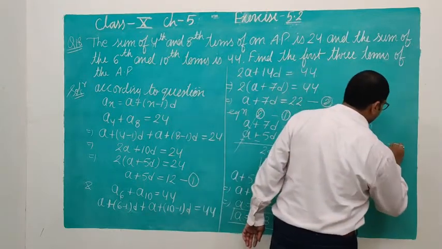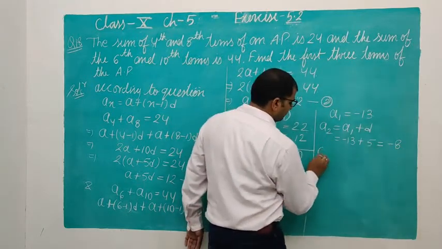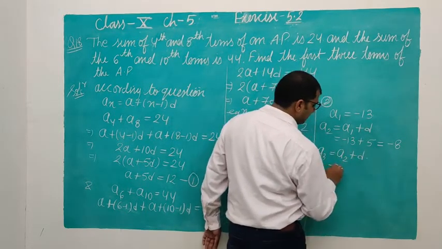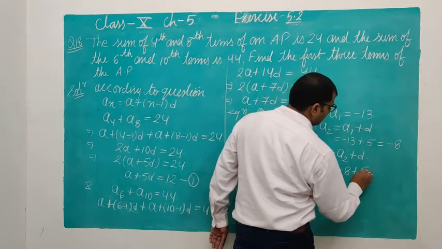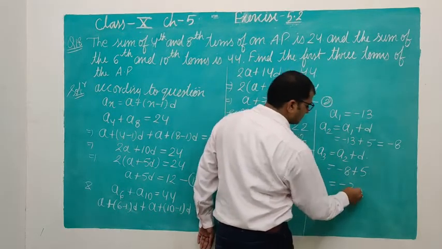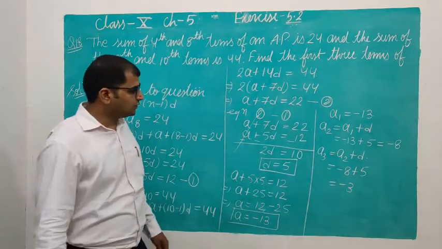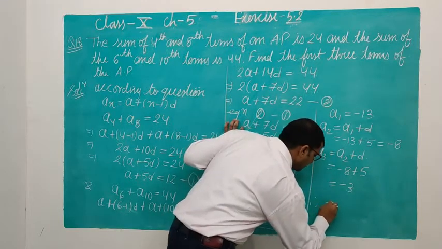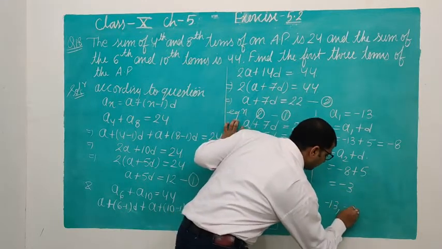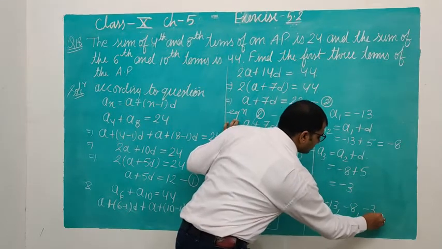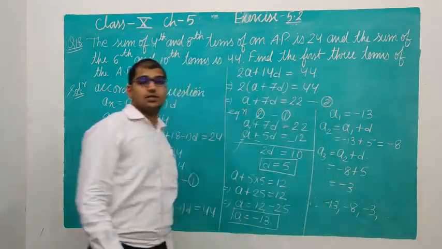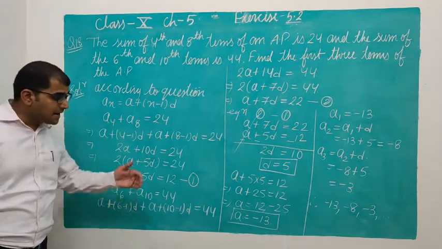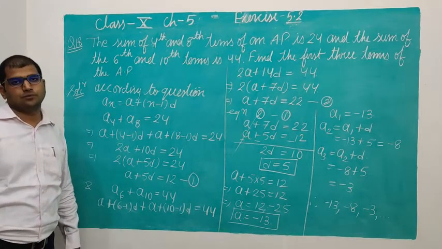आप प्लस करेंगे तो कितना होगा? That is minus 8. Now the A3 third term, आप क्या करेंगे? A2 plus D कर देंगे. That is A2 आपके पास है minus 8 प्लस आप कर देंगे 5, that is equal to minus 3. Okay, so therefore students, the first three terms of the AP are minus 13, minus 8 and minus 3, and so on, ऐसे चल रहा है. Got it?